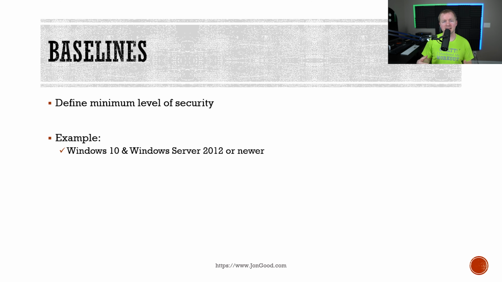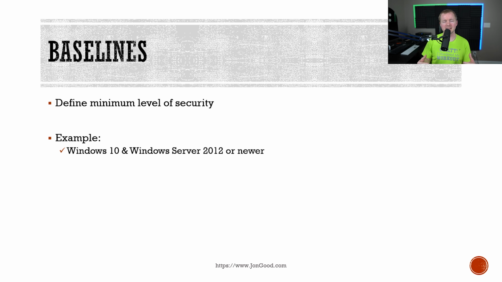Baselines. Now, baselines define a minimum level of security that has to be met by the organization. An example would be that if we set a baseline that all systems will be at least Windows 10 or Server 2012 operating systems, well, we have to meet that requirement. With baselines, remember that these are minimums. So in our example that we just had, you could have a Windows Server 2016 or 2019. You just have to at least meet that minimum requirement, that baseline requirement.